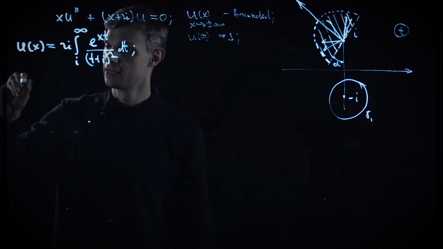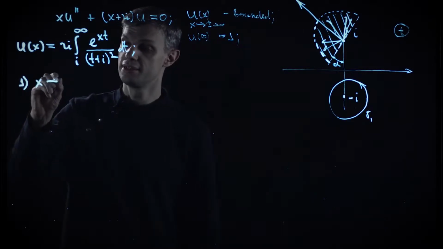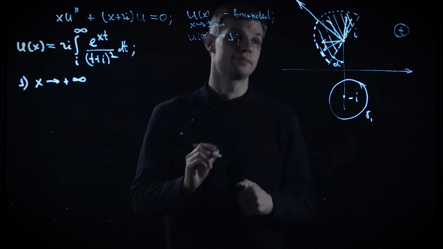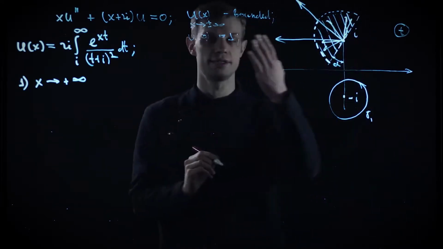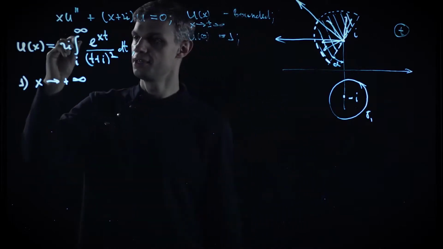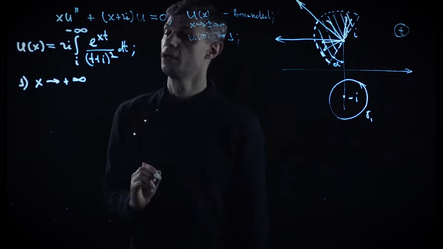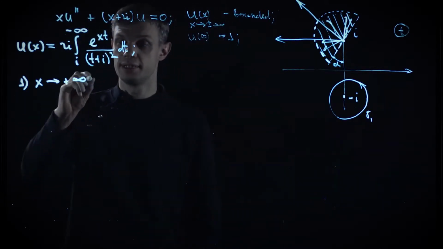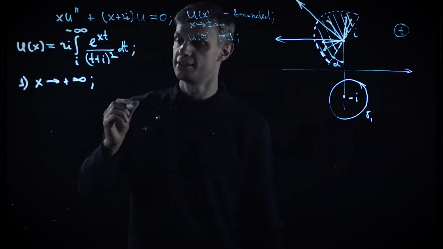So first, let's compute the asymptotics at x tending to plus infinity. In this case, the contour is simply the line from i to minus infinity. So here we put minus infinity. And let's compute the asymptotics. Well, we use a standard technique, or a variant of Watson's lemma.